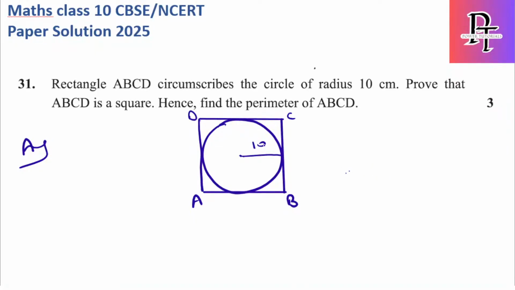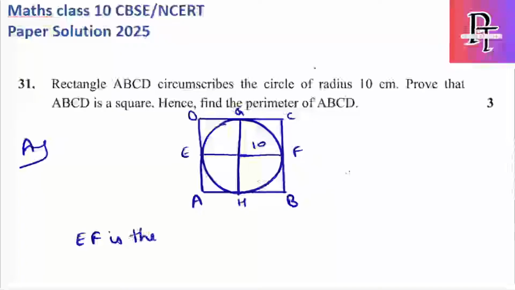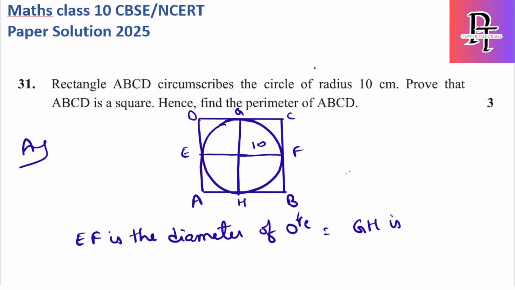So if you notice here, inside we have a circle. If I draw this, then this is a diameter. If I say EF is a diameter, in the same way I can also draw another diameter which is perpendicular to it. I will write it as GH. Okay, so EF is the diameter of the circle, and in the same way GH is also a diameter of the circle.